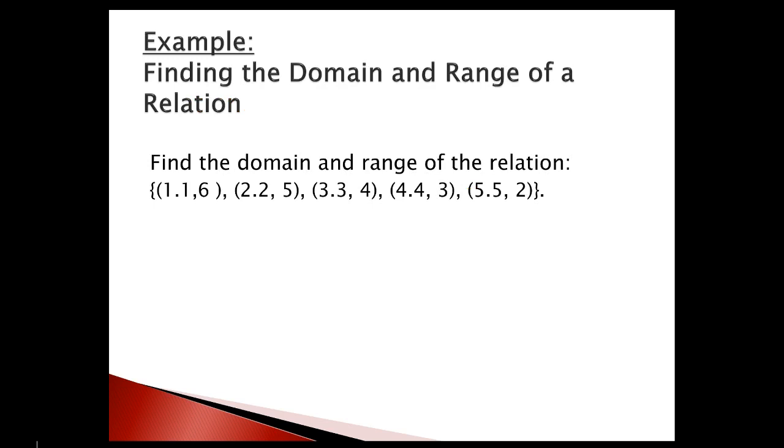Let's see one example. Here we are going to determine the domain and range of this relation. We know that the domain is the set of all first elements, and the range is the set of all second elements. So in this case, the domain is the set of 1, 2, 3, 4 and 5. And the range is the set of all second elements. The elements are 6, 5, 4, 3 and 2.